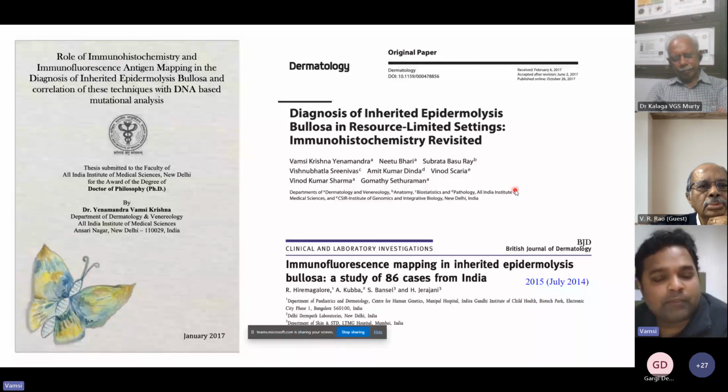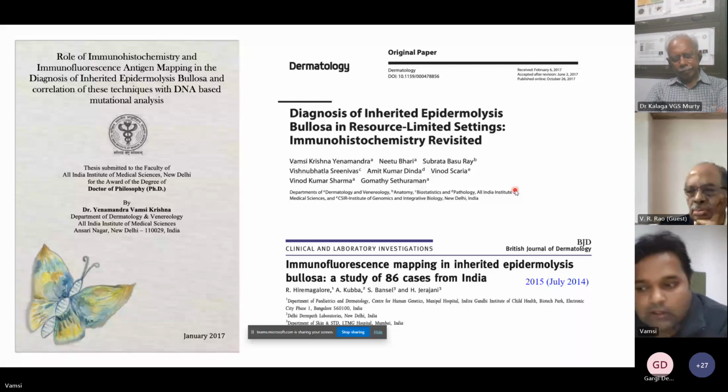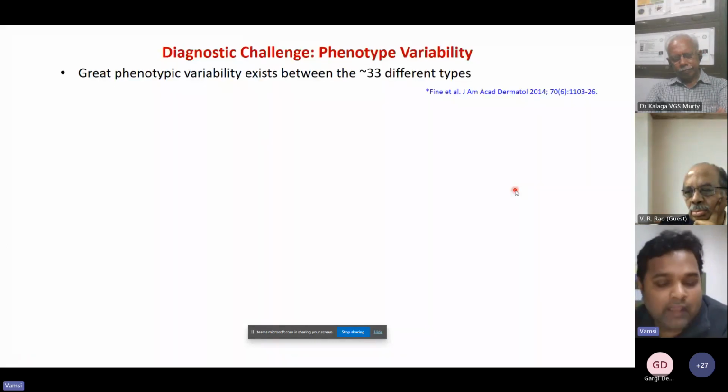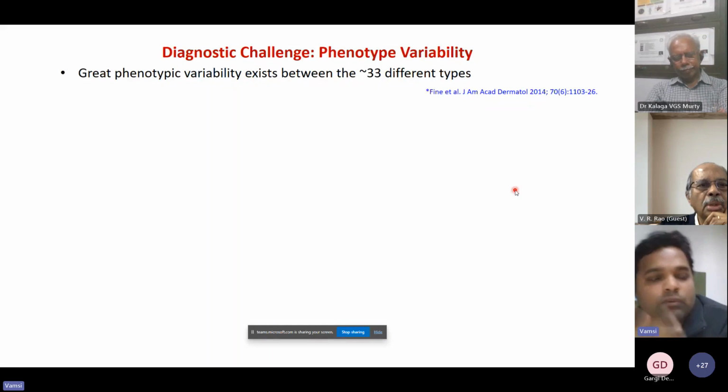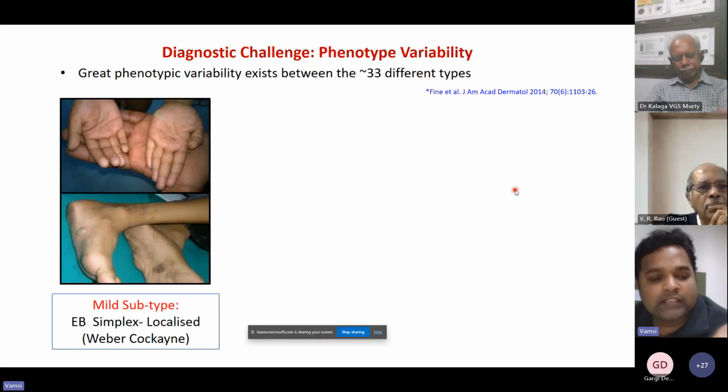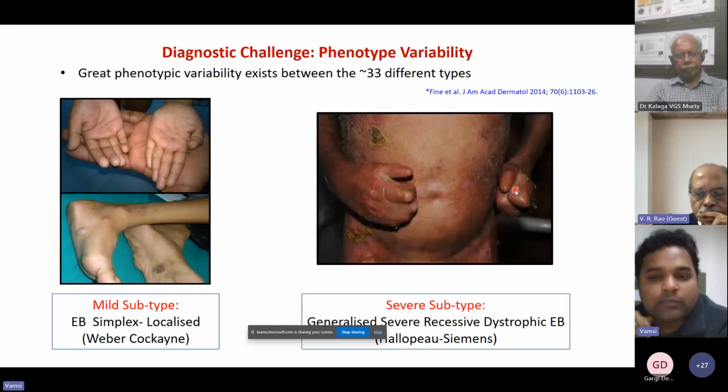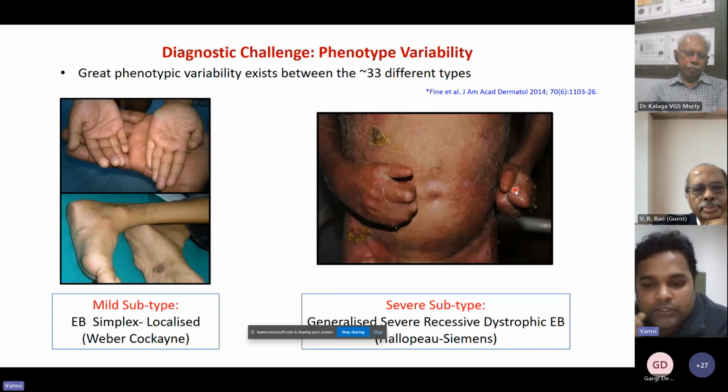If I have to make a difference for epidermolysis bullosa, it is not by following the conventional route. I had to do something else. So my first question was, how can I improve my diagnosis? As Indians, I feel that the greatest challenge that we had for EB, for clinical diagnosis, was the great phenotypic variability that exists across subtypes. You have a mild phenotype, as in Weber-Cockayne, now EB simplex localized, to a much more severe subtype, earlier known as Haleku-Simmons. Because the clinical presentation is so variable, you cannot normally get an accurate clinical diagnosis.